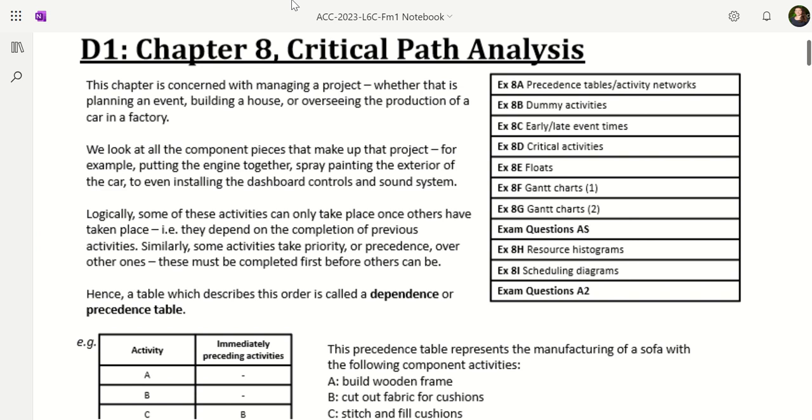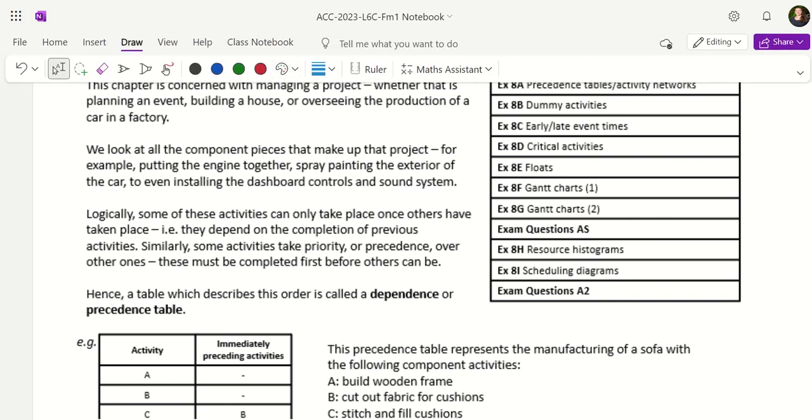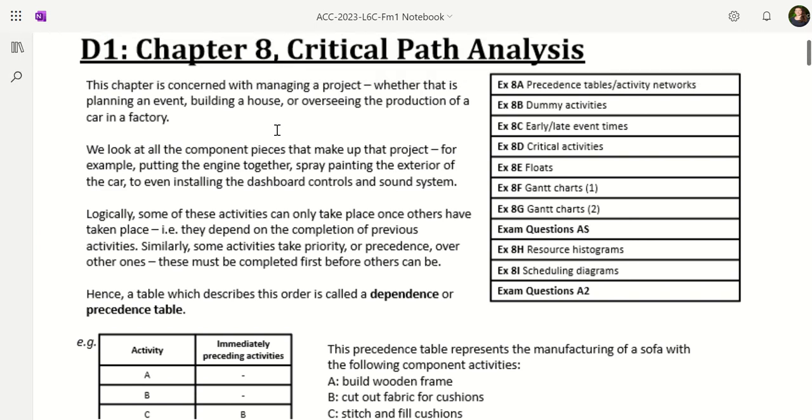So yeah, we break the project down into activities. If we were making a car, for example, some activities could be putting an engine together, spray painting the exterior, installing the dashboard controls and sound system. And logically, as you can imagine, some of these activities have to take place before we can complete others because they're dependent on others being completed. So some of them take priority or precedence. So precedence is another word that means the priority of things and the order in which we need to complete things.